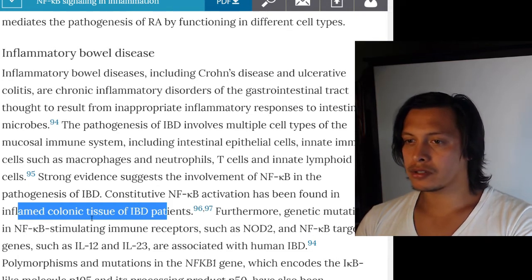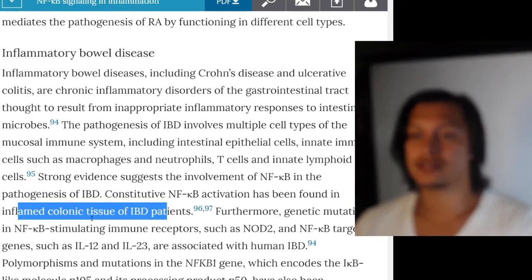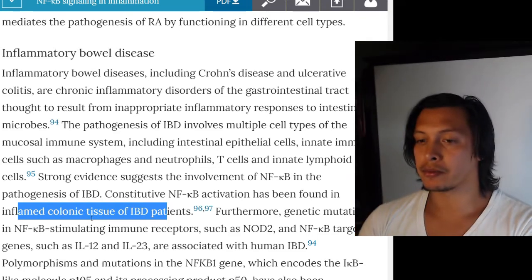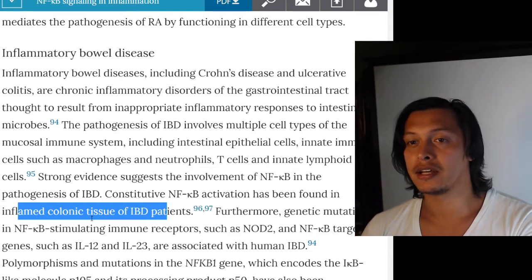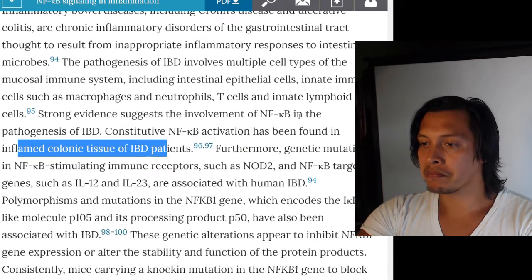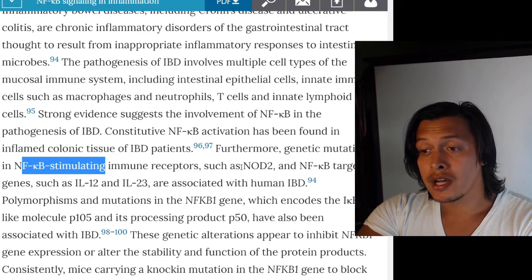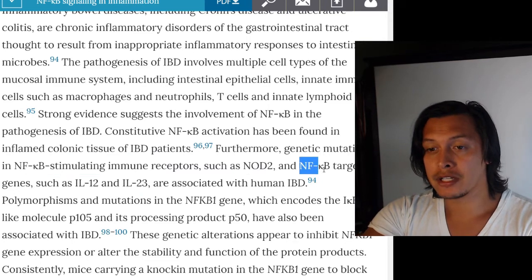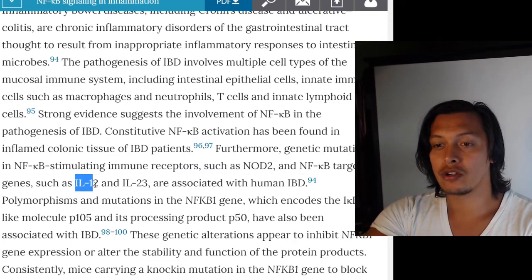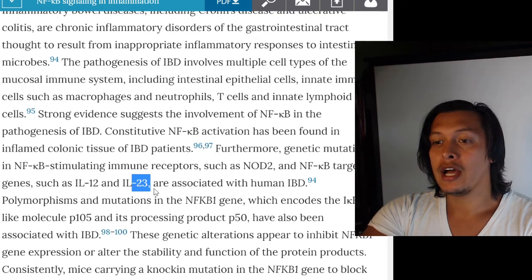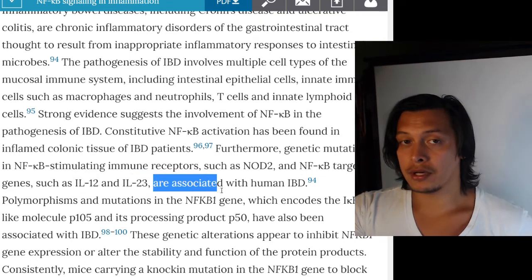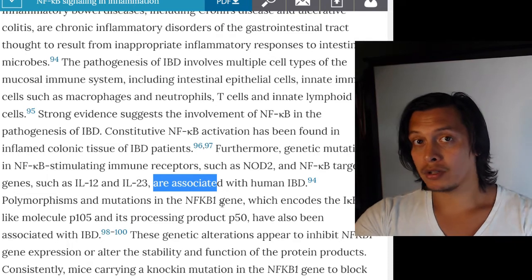Wait, what is it called? Irritable or inflammatory bowel disease in patients. Sorry, I was saying irritable bowel syndrome, but I meant to say inflammatory bowel disease. So furthermore, genetic mutations of nuclear factor kappa B stimulating immune receptors, such as NOD2 and NF-kappa B target genes, such as IL-12 and IL-23, are associated with human inflammatory bowel diseases.